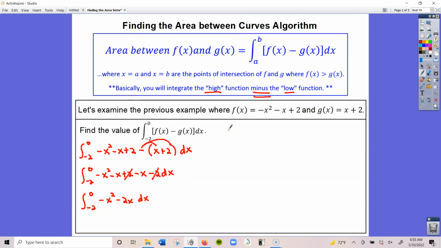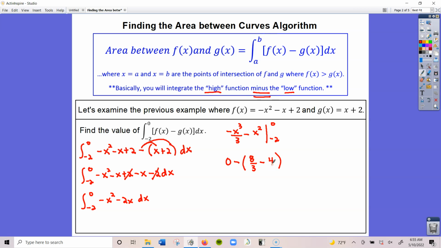When I integrate that, I get negative x to the third over 3 minus 2x squared over 2, which is x squared. And this is where I'm going to plug in the -2 to 0. Plugging in the 0, I get 0. Minus, when I plug in the -2, -2 to the third is -8, and then the negative on the outside makes it a positive 8 over 3, minus -2 squared, which is 4.